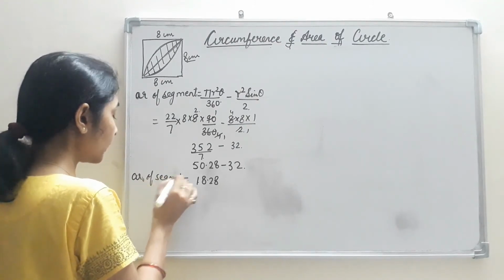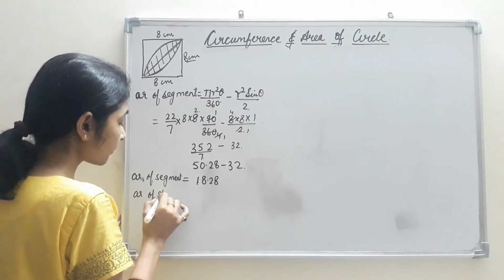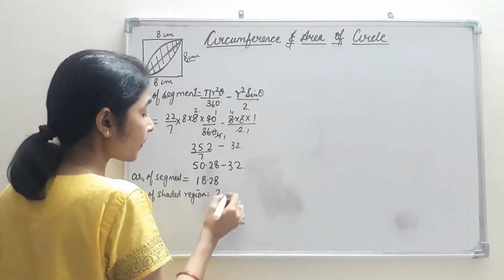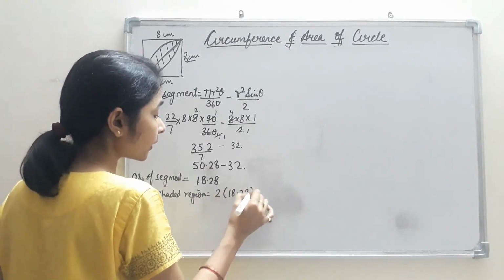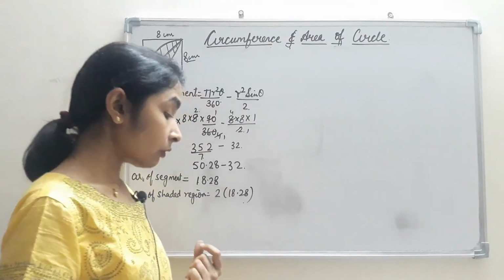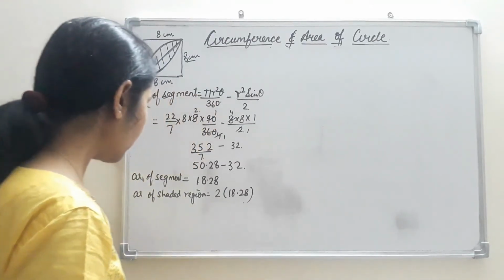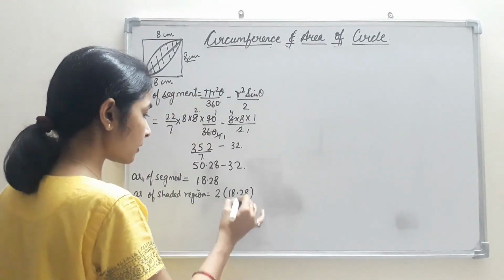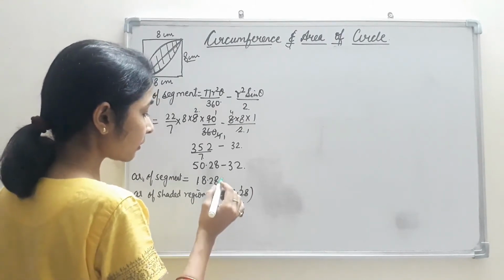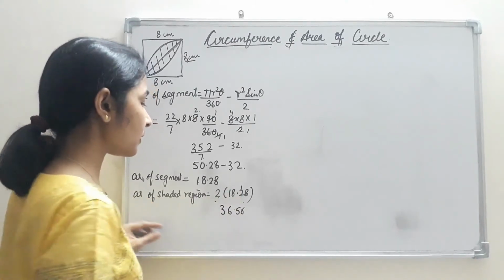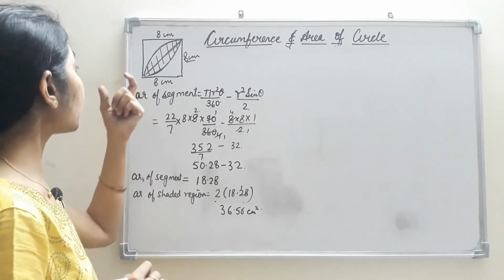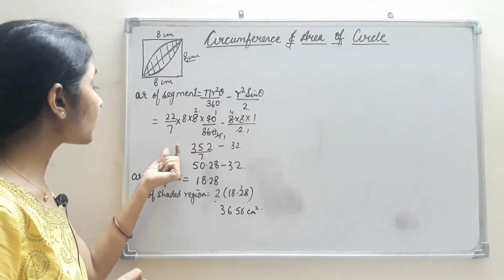So area of shaded region is equal to 2 multiplied by 18.28. That will give me the area of this shaded region. Now it will be somewhere like 2 8s are 16, 2 2s are 4 5 and 2 8s are 16 and 2 1s are 2, 36.56, something like that, centimeter square.